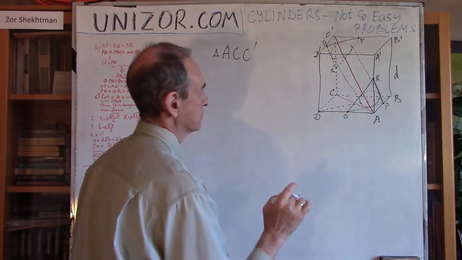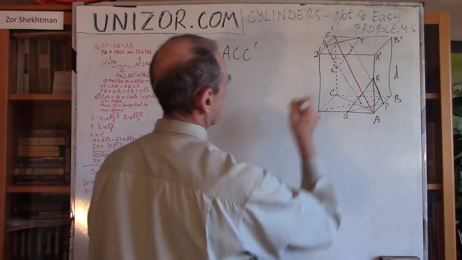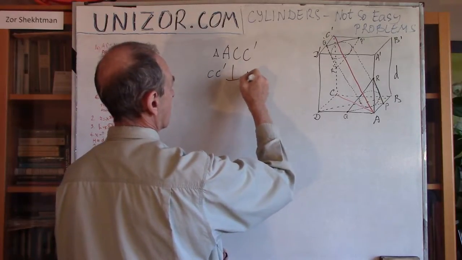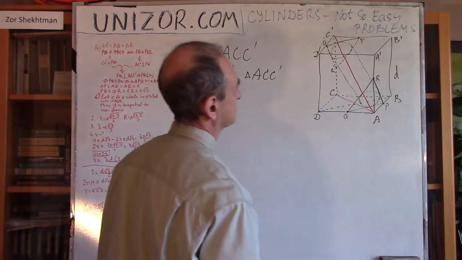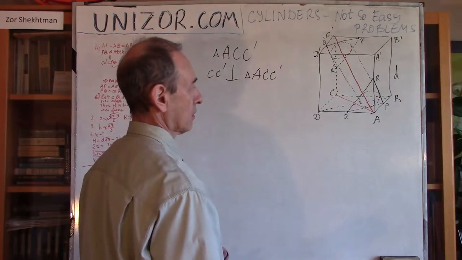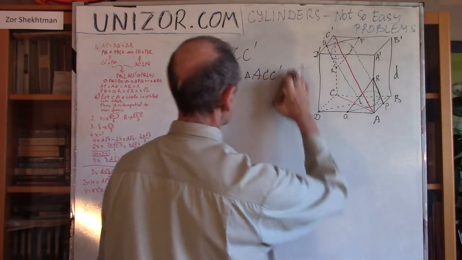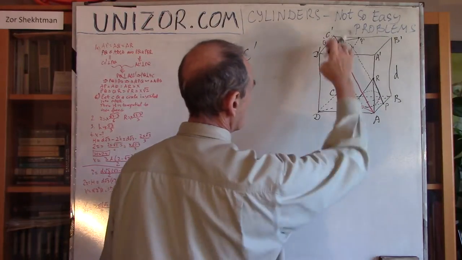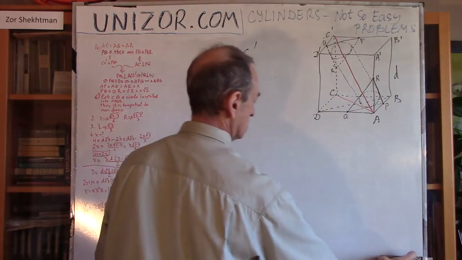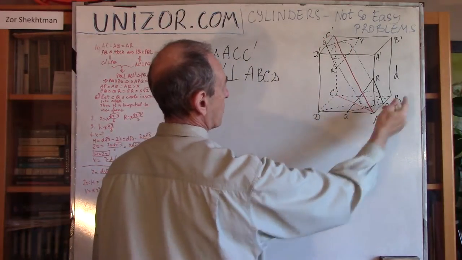We know two things. Number one, CC prime is perpendicular to this triangle ACC prime, right? Therefore, CC prime is perpendicular to the base, to the ABCD. CC prime is perpendicular to the base, right?